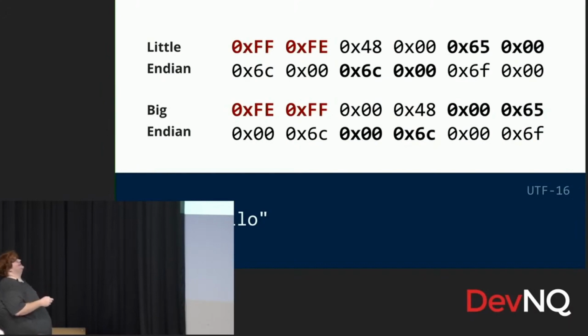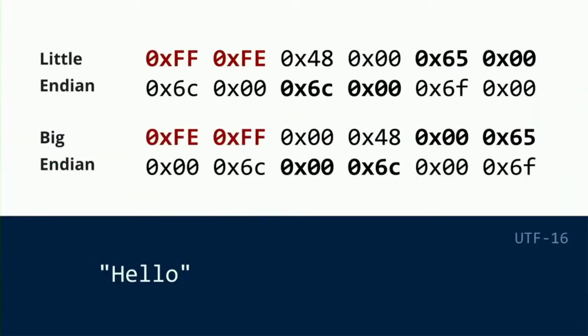So basically that just means when you see FF, FE, you're in little endian orientation. When you see FE, FF, or the binary representation of that at the start of a string, you're in big endian. What does that mean? If you're not familiar with those terms, it just means that the bytes are in different orders. So this is UTF-16. You're looking at 16-bit characters, 2-byte characters.